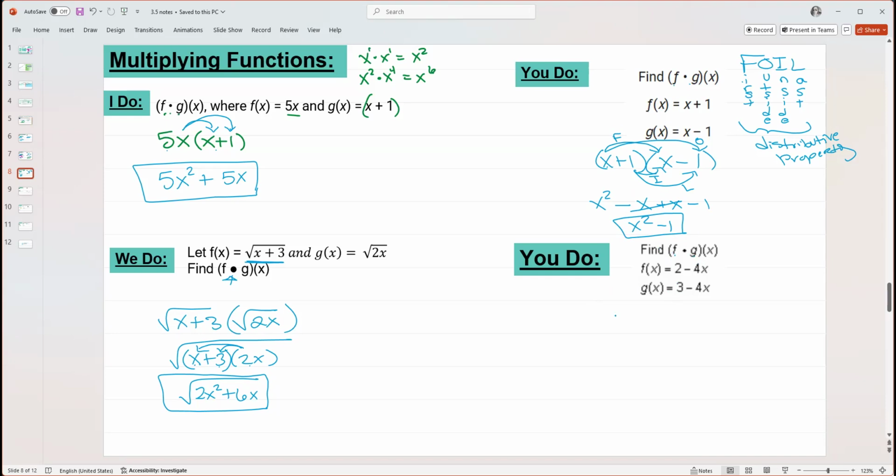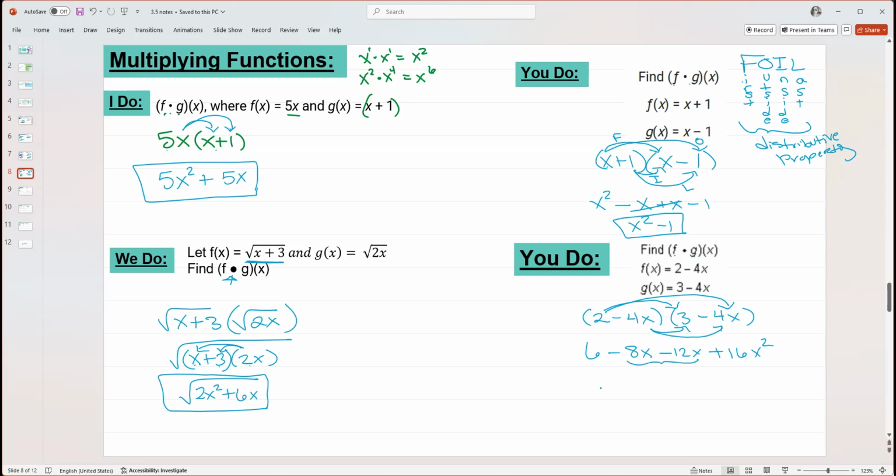All right, same thing, f times g. 2 minus 4x times 3 minus 4x. So double distributive or the FOIL method. First terms, 2 times 3 is 6. Outside terms, 2 times -4x is -8x. Inside terms, -4x times 3 is -12x. And last terms, -4x times -4x. That'll be positive 16x squared. So this one's written a little backwards, and that's okay.